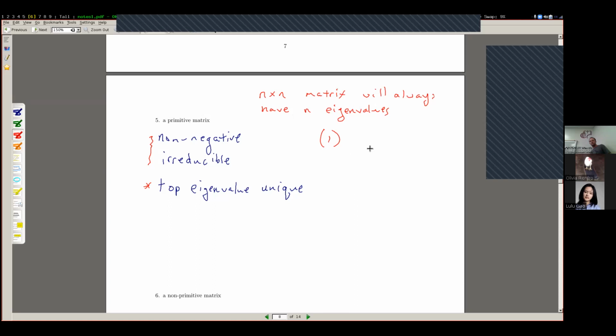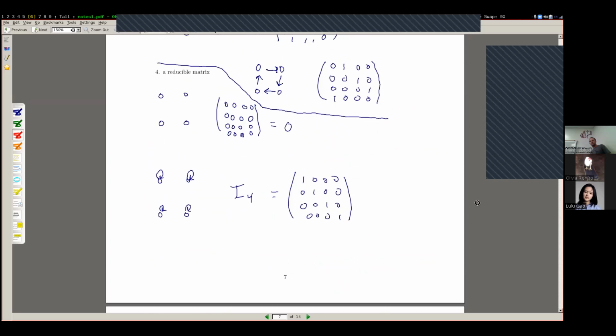Now let's take a look at another example. The matrices you want to keep in the back of your mind to use are things like the identity, the ones matrix, and the zero matrix. So let's look at our previous examples up here. Identity and the zero matrix, we know we can't use those. Those can't be primitive because they're not irreducible, and to be primitive, you must be irreducible. So the zero matrix and identity matrix are out.